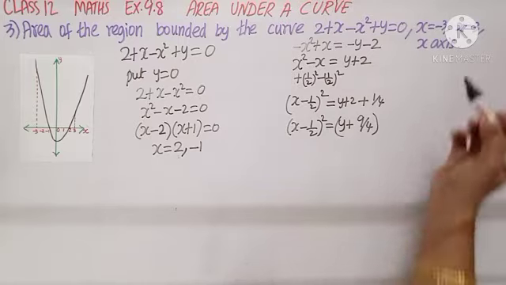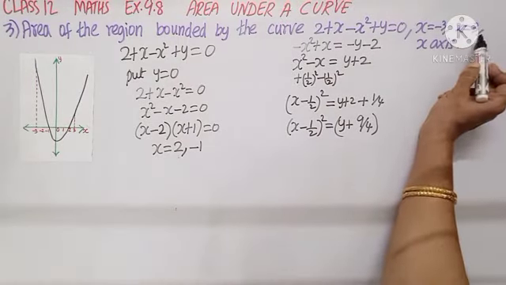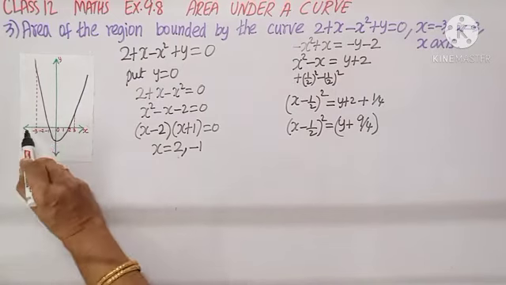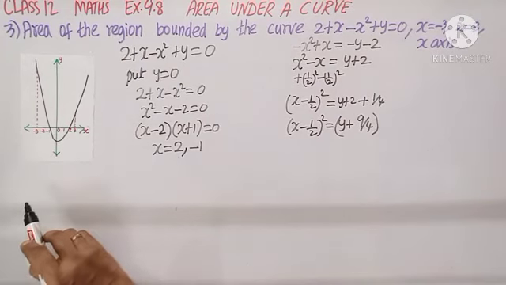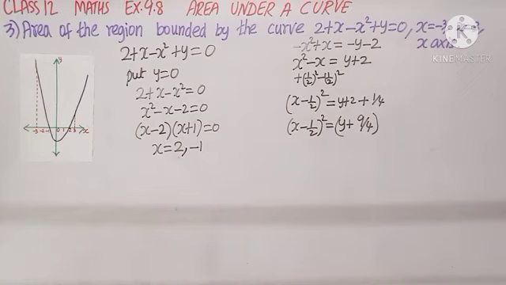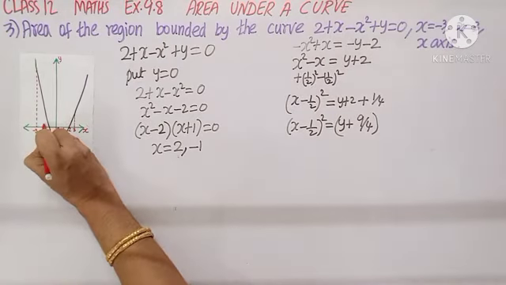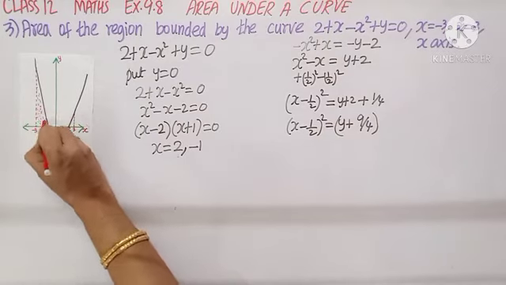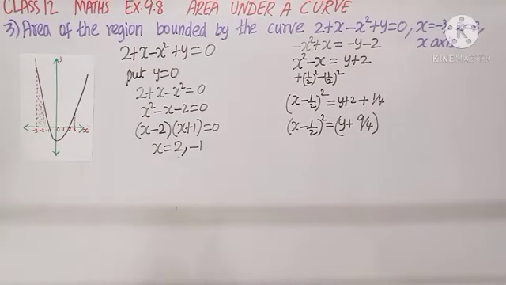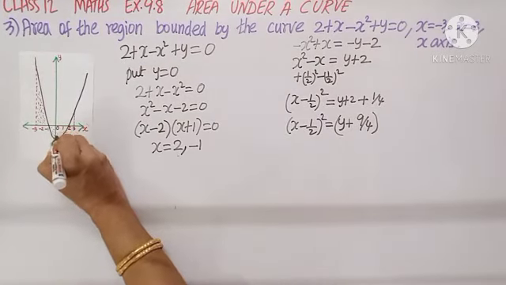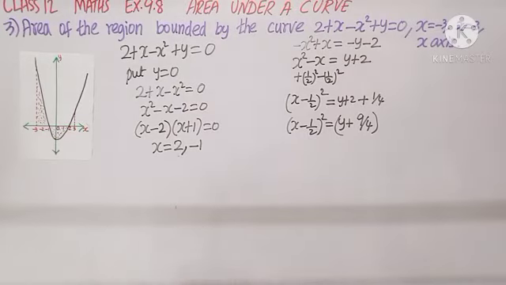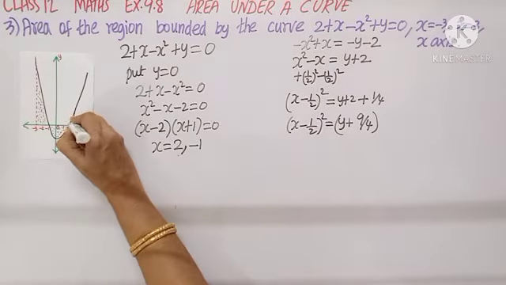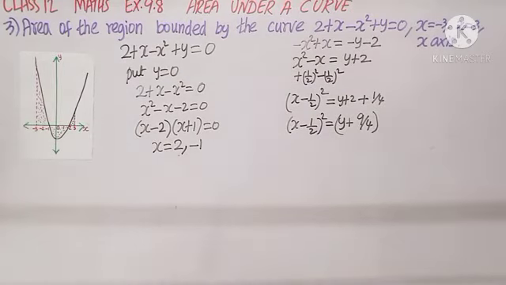Now, let us plot the points minus 3 and plus 3. As I plot minus 3 and plus 3, look at the portion of the curve. The portion of the curve is in 3 parts. One part, as I see, is above the x-axis. Another part is below the x-axis. The third part is above the x-axis. So, the given area is split into 3 different parts.